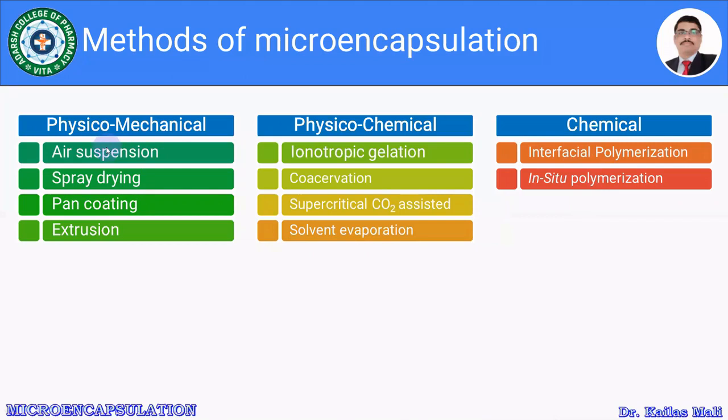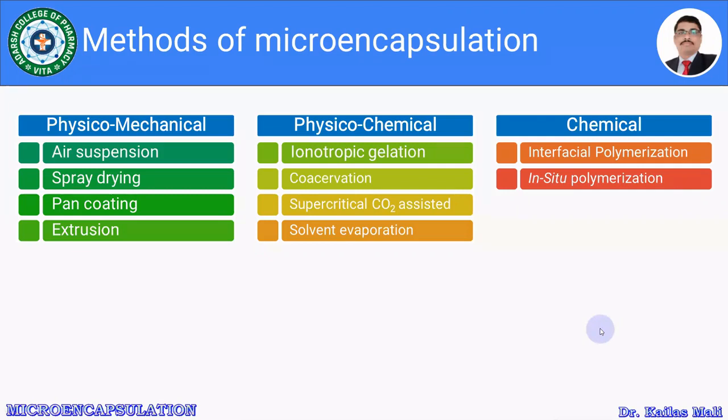I have cited here only the important methods which are related with the physico-mechanical, the physico-chemical, and the chemical. In the physico-mechanical, there are air suspension, spray drying, pan coating, and extrusion. In the physico-chemical, there are ionotropic gelation, coacervation phase separation, supercritical carbon dioxide assisted, and solvent evaporation. In the chemical, there are interfacial polymerization and in situ polymerization. Let us see one by one the details of each method. So let us move towards the very first method, that is the air suspension.